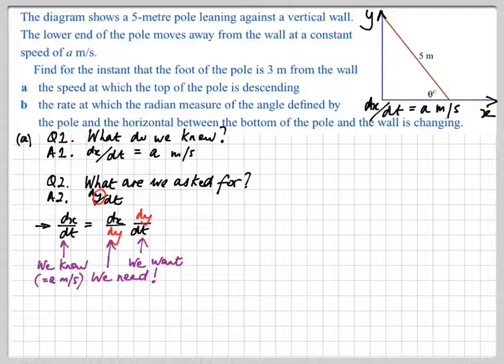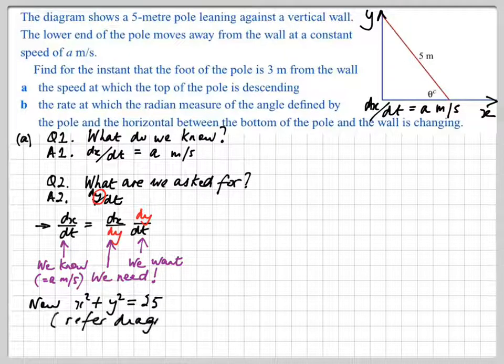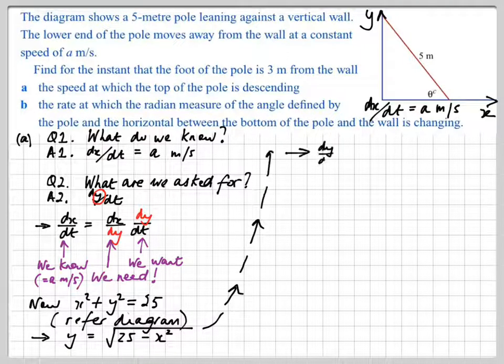Okay, I've got it. Have you got it? Dear old Pythagoras is going to come to the rescue. We know that x squared plus y squared is 25, because it's a right angle triangle. X squared plus y squared equals the hypotenuse squared, and the hypotenuse is constant at 5. So that enables us to solve for y, and then that enables us to do dy/dx. It's as simple as that.